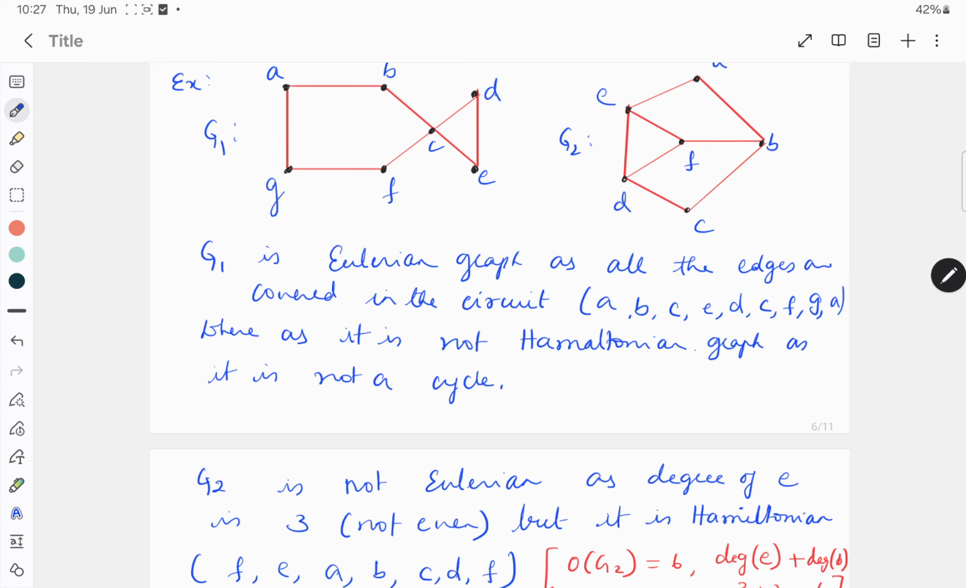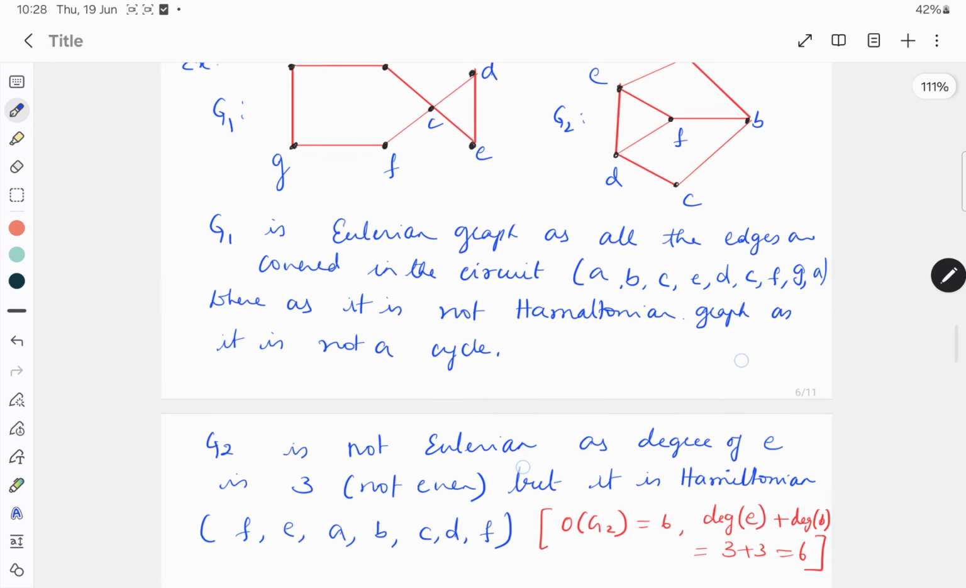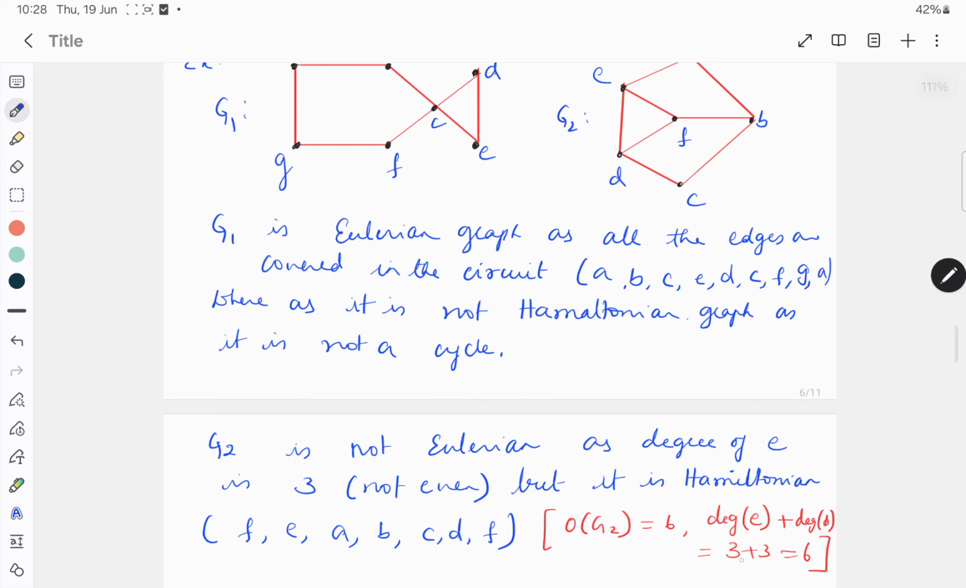Also, we can say that the order of G2, that is the order of this graph, is 6. There are 6 vertices, and if you consider any non-adjacent pairs, the sum of their degrees should be greater than or equal to 6. So E and B are non-adjacent. So what will be the degree of E and B? Degree of E plus degree of B is 6, right?